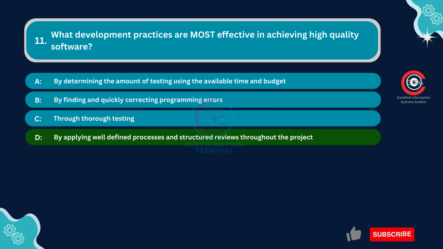Structured reviews involving code reviews, design reviews, and other quality checks throughout the development lifecycle help identify and address potential issues early on. This prevents errors from propagating to later stages, saving time and resources in the long run. Defined processes ensure consistency in development practices across the team. This leads to more predictable outcomes and reduces the likelihood of quality regressions.